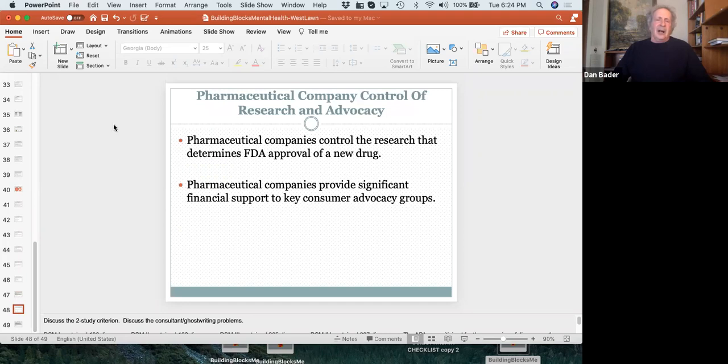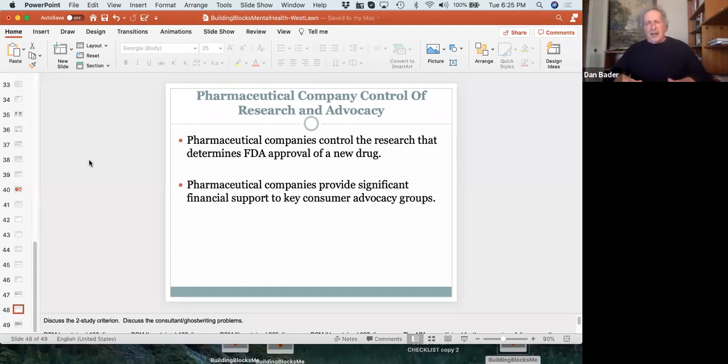And then here, just to note, pharmaceutical company control of research and advocacy. It's very extensive. And pharmaceutical companies control the research that determines FDA approval of a new drug. There's no independent anything going on. Pharmaceutical companies provide significant financial support to key consumer advocacy groups like NAMI, National Alliance on Mental Illness. That's the big one. And back again, when I was working, we determined they were providing maybe 75, 80% directly or indirectly of all the funding for NAMI.